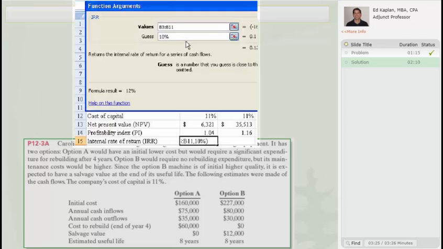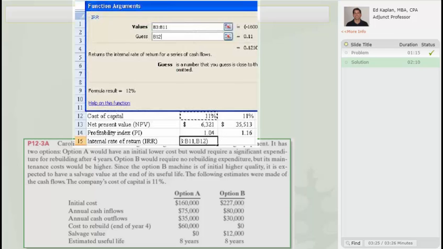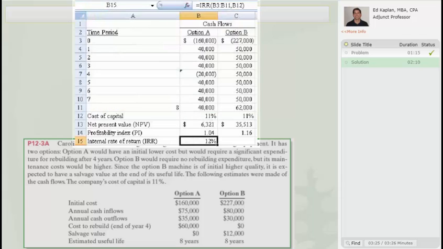And then they ask for a guess. I usually use 10%, but if they've given you the cost of capital, use the cost of capital. That's just a good way to come up with a fair answer. And what we get is 12% for option A and 15% for option B. Now you could carry these out to more decimal places if you wanted to, but for my purposes I think 12 and 15 is close enough. And this illustrates NPV, PI, and IRR.